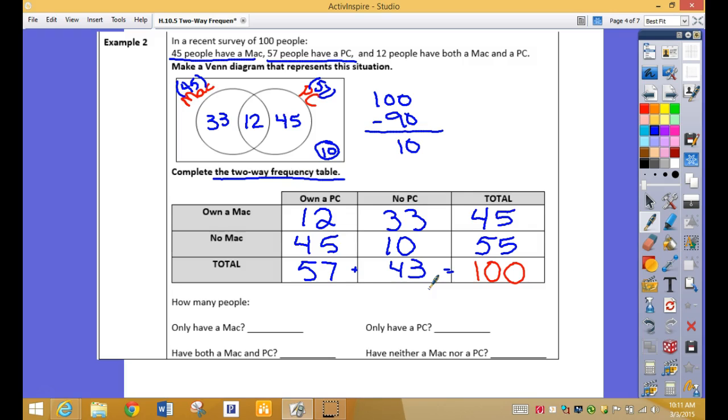Excellent. So how many only have a Mac? 33. How many only have a PC? 45. Nice. Both? 12. How about neither? 10. Nice job.